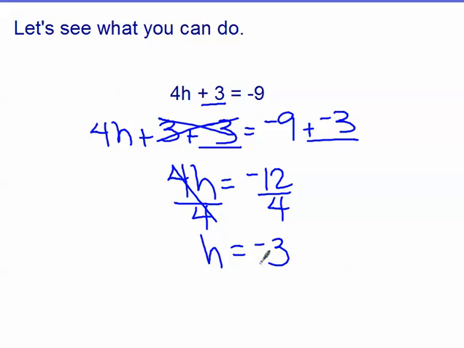So if I were to take this negative 3 and plug it back into the original problem, 4 times negative 3 plus 3, does that equal negative 9? Well, 4 times negative 3 gives us negative 12. And then negative 12 plus positive 3 does give us the negative 9. So it works. So let's try another one.